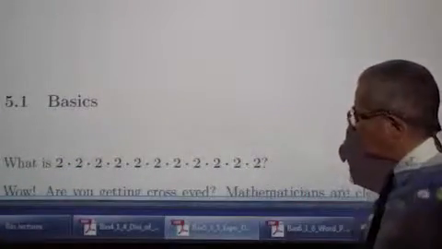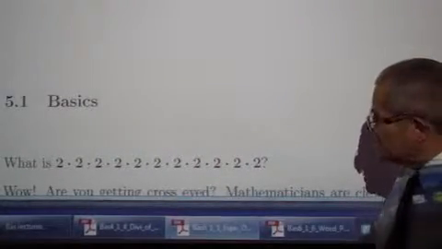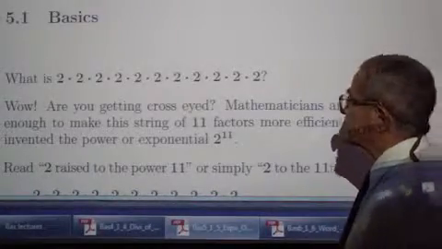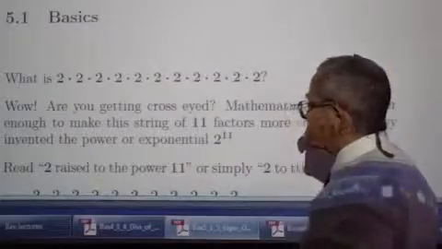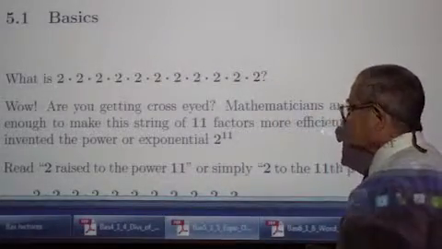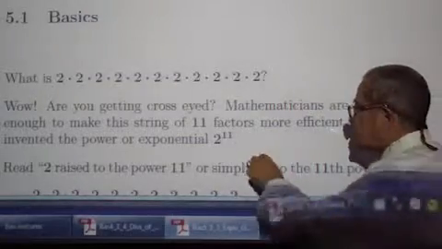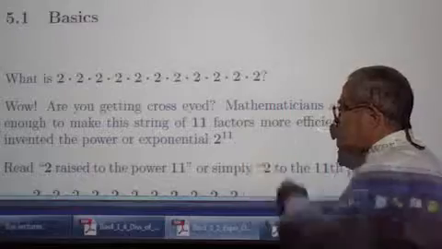What is 2 times 2 times 2 and so on? Oh, do you get a headache looking at all this? Isn't that awful? Do you think there's a better way of writing this product? As a matter of fact, there is. You have 2, 3, 4, 5, 6, 7, 8, 9, 10, 11 2's. Why don't we write this as 2 raised to the power 11? A regular 2 at the main line, and a little 11 in the upper right-hand corner.